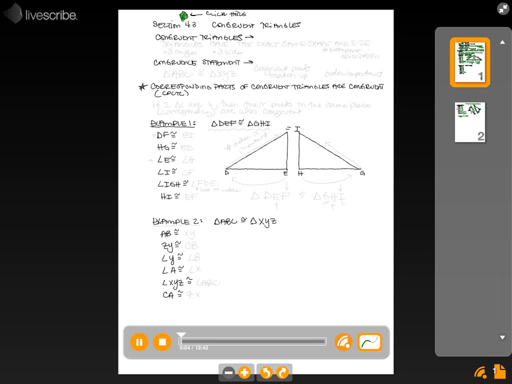Alright, these are our notes for section 4.3 on congruent triangles. Now, this is a pretty easy section. We're going to go over some definitions first, and then we've got 3 examples. One thing to remember out of this section is that order is extremely important, and I'll show you why in the examples, but order is extremely important today, so really pay attention to that.